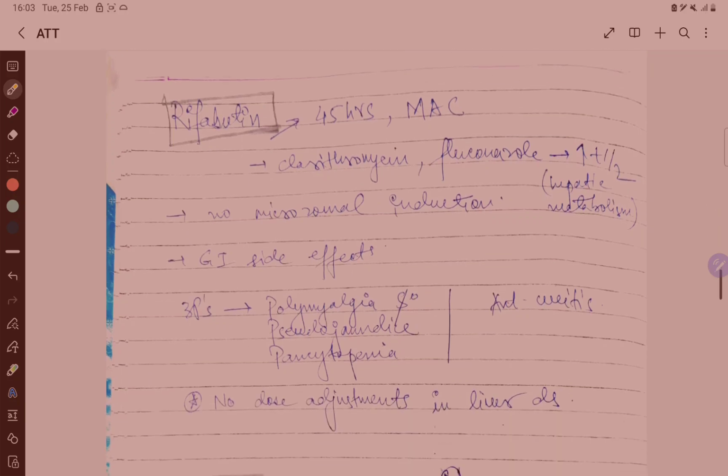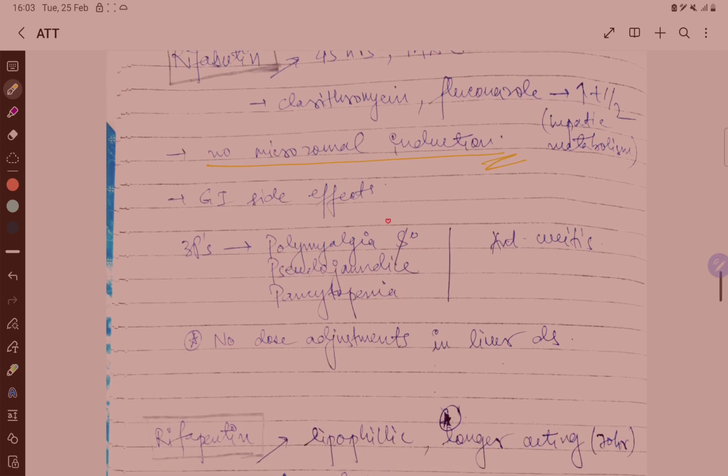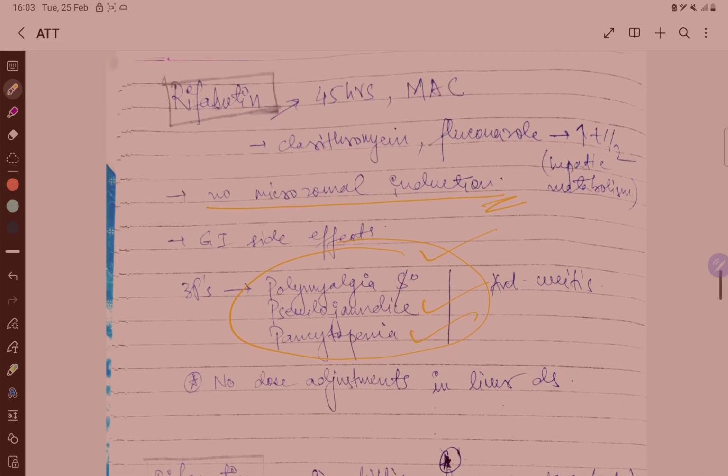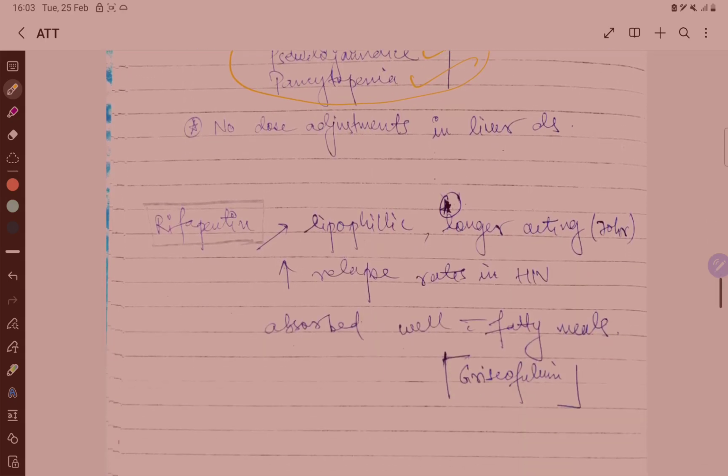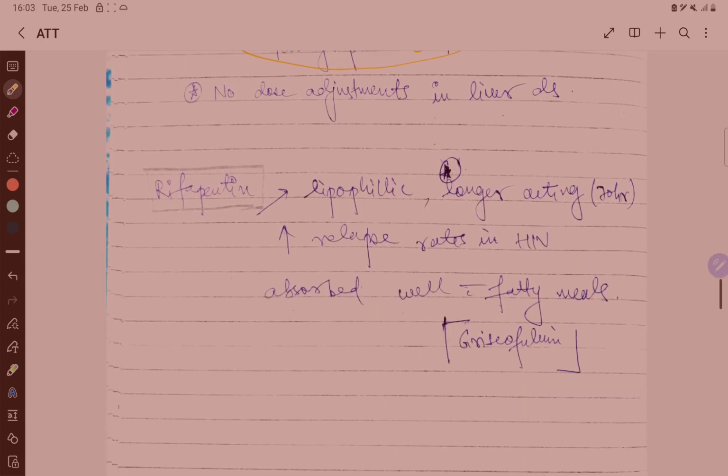Now rifampicin, very important. It has microsomal induction. The GI side effects are there, but the 3 P's are very important: polymyalgia syndrome, pseudo jaundice, pancytopenia. So this is about rifampicin. Not so important, maybe for undergraduates, but still you have to understand it. From the MCQ point of view, it's very important.